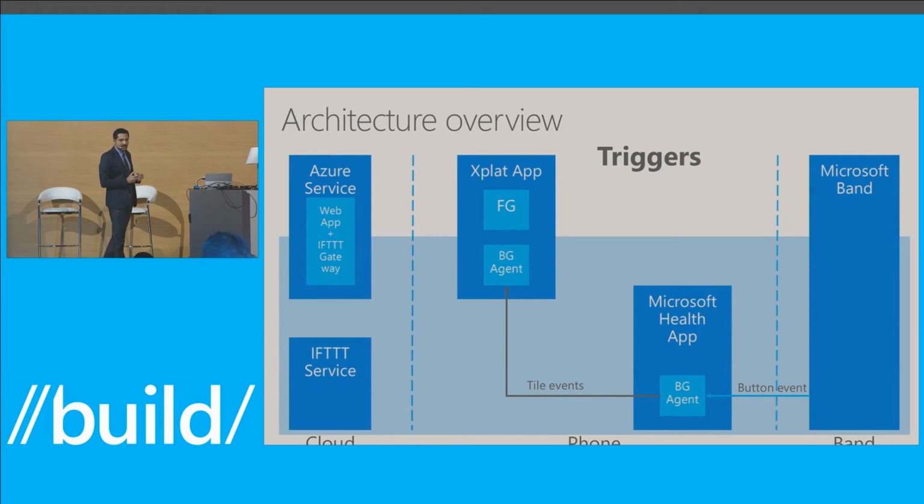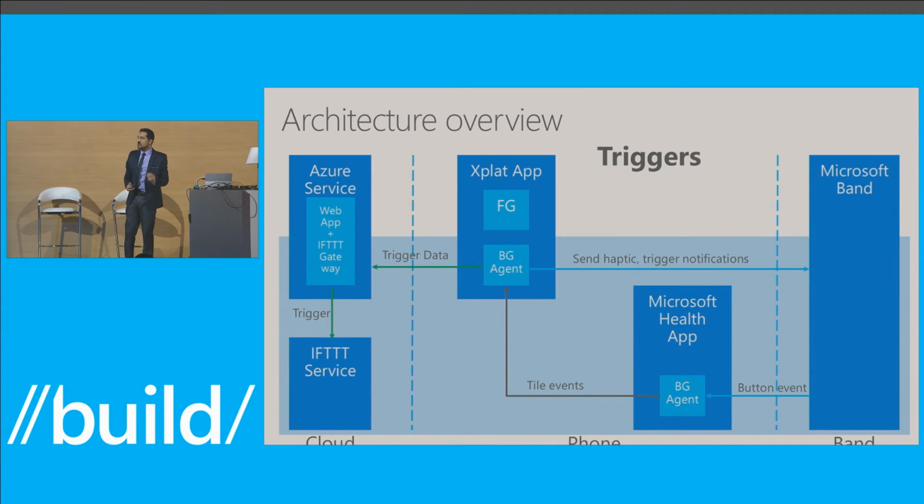It will relay that button event to the background agent of your app, which will then send the trigger with the data to the Azure service that is the front end for IFTTT. And then that trigger eventually goes into IFTTT. From that point onward, IFTTT will manage what it needs to do with the trigger based on the recipe. So if it was a button that says, if I press a button, send an SMS to my wife, IFTTT will then go in and send an SMS to your spouse. So that's the way in which data goes from the band to IFTTT. On the other way around, as a last step, your application might want to buzz or notify the user that your action was done.